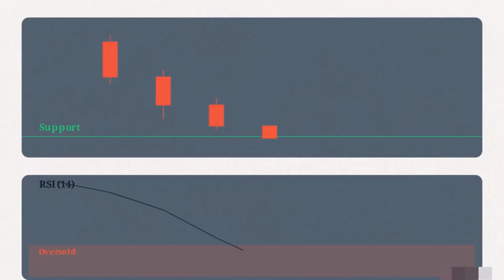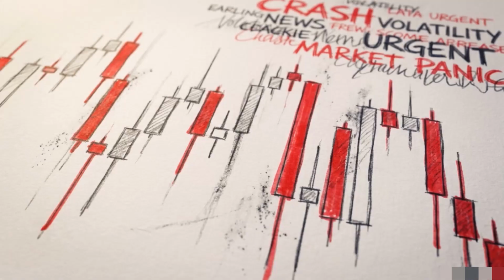On top, a pin bar rejects support. On the bottom, an RSI indicator dips into the oversold territory. The indicator is used to confirm the price action signal. However, technical charting has limits.